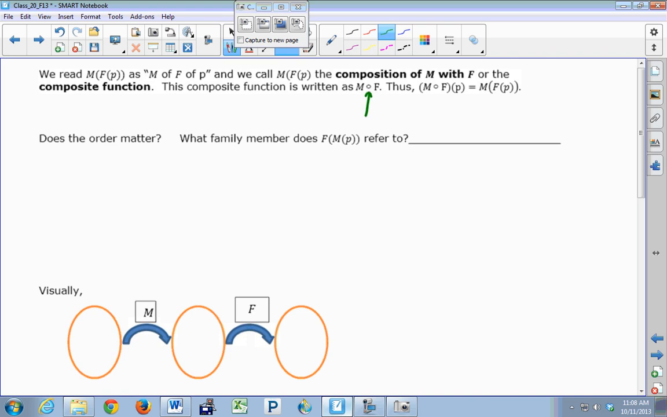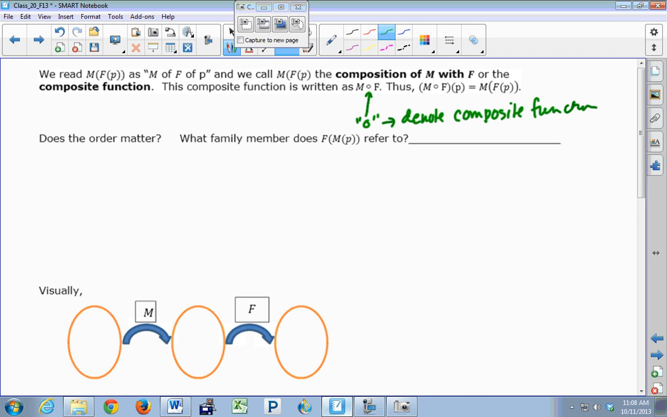This is a new symbol for a lot of you. It looks like the same symbol you use for a degree, except instead of being a superscript, it's right in the middle of the two functions. That's a symbol that denotes composition, a composite function. So we could back this up and write M, that little open circle, F, in parentheses, of P. The way we define it is to first do the inside function on P and then the outside function.